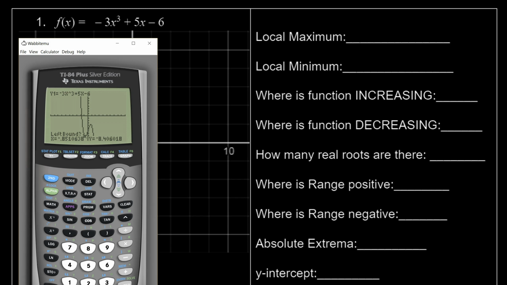Okay, so left bound, what do you think that means? Yeah, get to the left side of your maximum. So anywhere to the left of this high point right there and press enter. And then right bound, get to the right of that maximum. So I'm over here somewhere and then you press enter. And then it says guess. Now really it wants you to get right about on top of it, but it doesn't really matter. You can just press enter again and it'll give it to you. So our maximum is at 0.75 and negative 3.52.